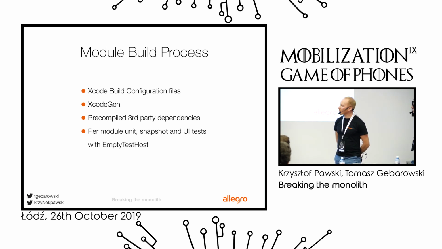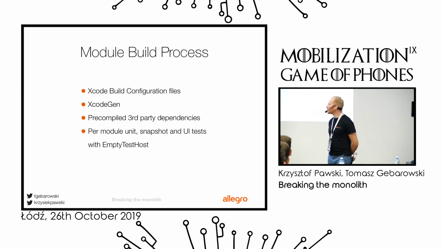And CocoaPods is a really nice tool for managing dependencies, but we have many of them, so we noticed that a big part of our compilation time is compiling pods. So we decided to move some third-party dependencies to Cartridge, which is using precompiled binaries, compiling them only when they are downloaded, so it's much faster.